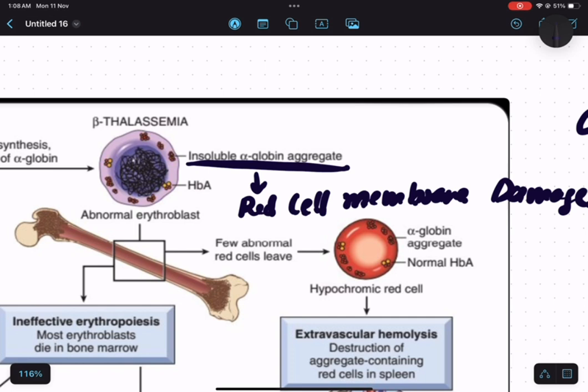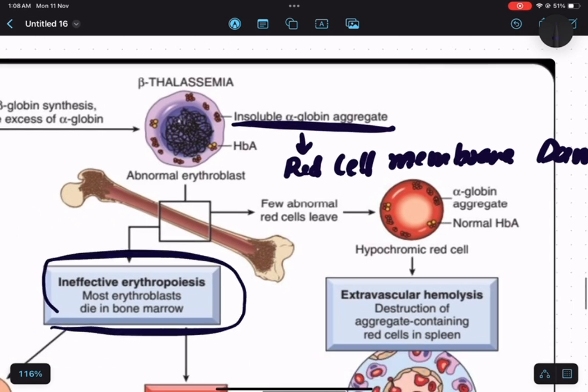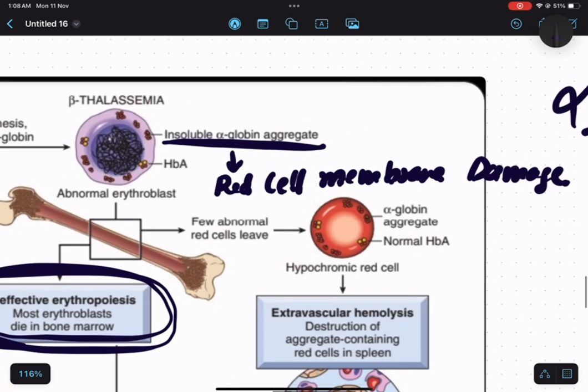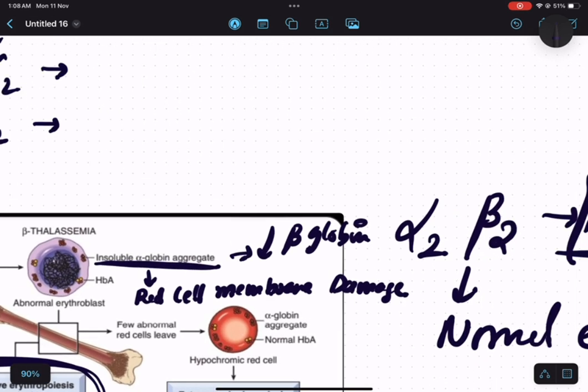Due to this red cell membrane damage, most of the erythroblasts die within the bone marrow itself, and they undergo apoptosis inside the bone marrow. Because more erythroblasts die inside the bone marrow, it causes ineffective erythropoiesis. This is caused by the red cell membrane damage from the insoluble alpha globin aggregate due to the deficiency of beta globin, right? Okay.